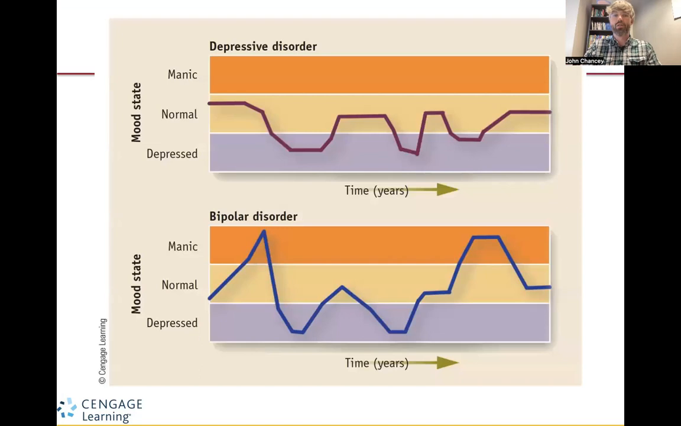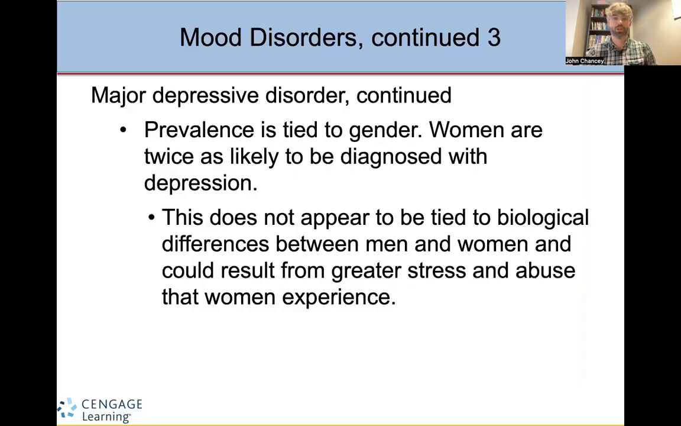And here's kind of showing the difference between bipolar and depression. With depression, you are going from feeling normal to depressed, and you might cycle between those two experiences. Whereas somebody who is bipolar is going from normal to manic, the highest of the highs, and they might crash back down to depressed, back to normal, depressed, normal. So they might be fluctuating between multiple extremes. That's why it's called bipolar disorder. You are fluctuating between two polar opposites, mania and depression.